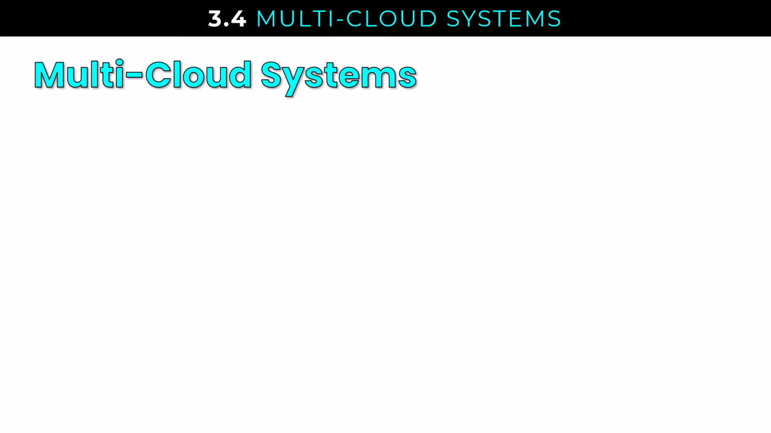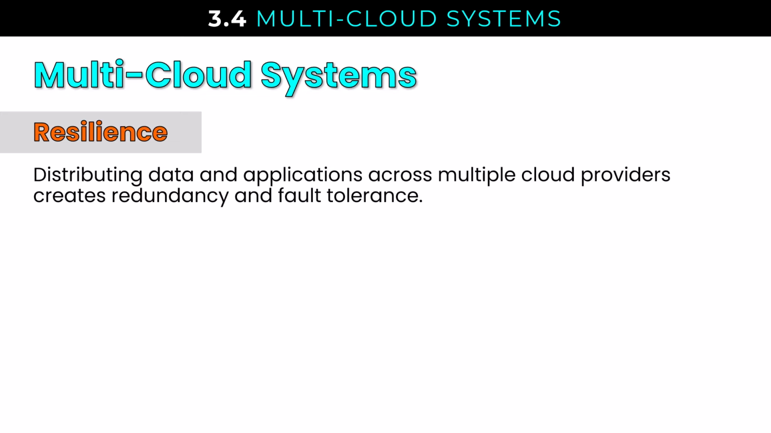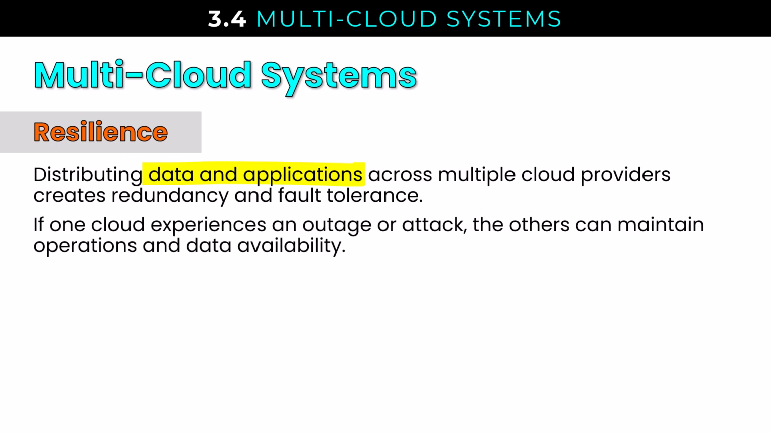Okay, next on the syllabus is multi-cloud systems. So from a resilience perspective, what we're talking about here is distributing data and applications across multiple public cloud providers to create redundancy and fault tolerance. So if one cloud provider experiences an outage or an attack, the others can maintain service for us. It allows us to keep the trains running, servicing customers, while we recover whatever has failed in that affected provider.